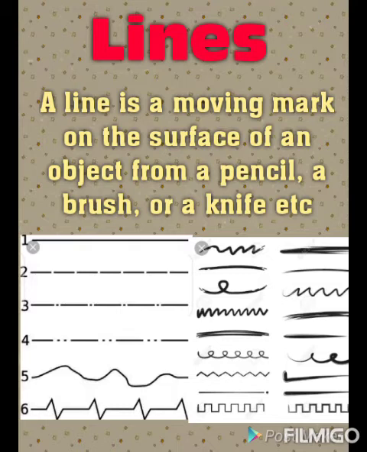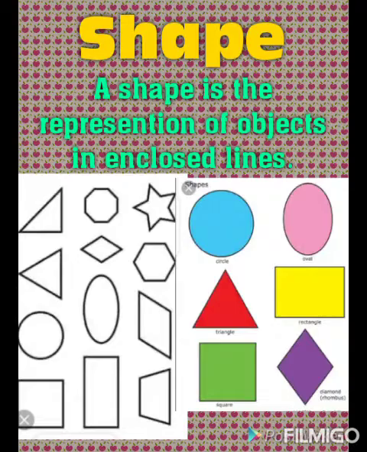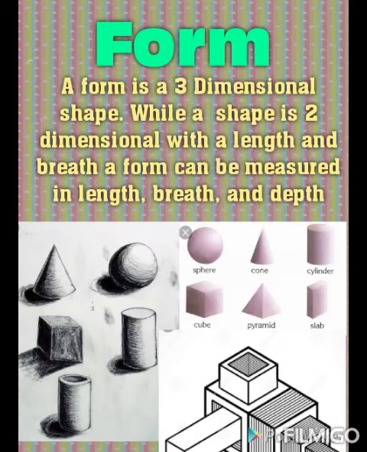Now, what's a line? A line is a moving mark on the surface of an object. It's created using pencil, brush, or a knife. A shape. A shape is a representation of an object in enclosed lines.